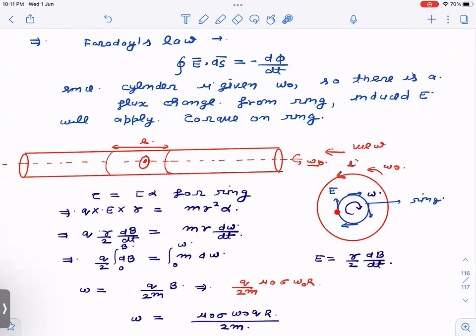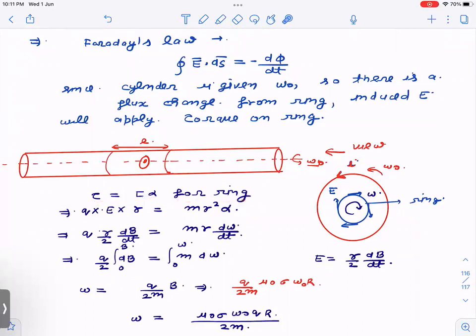Since the ring is non-conducting but has some charge on its surface, which is given as q, this electric field will apply a force on that charge. Here the force is in this direction, here in this direction, and here in this direction, so the net force is zero, as you can see from the diagram. It's very clear, but there will be a net torque. That equation I have written.